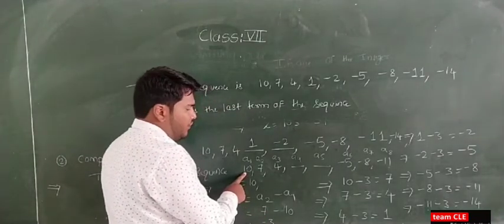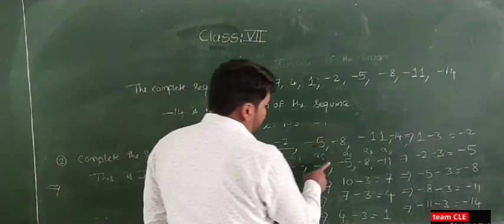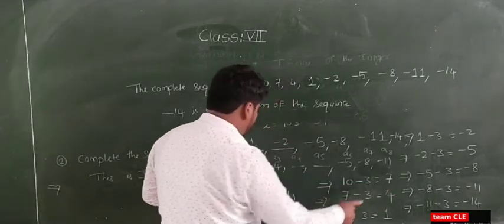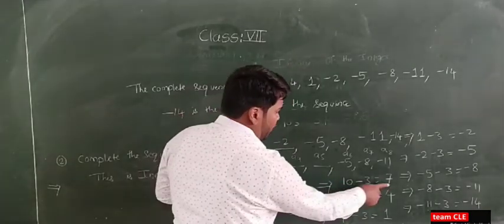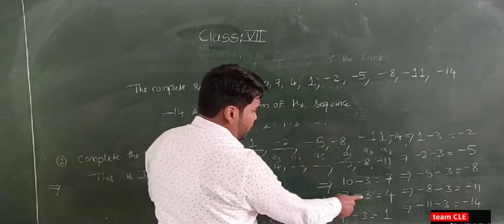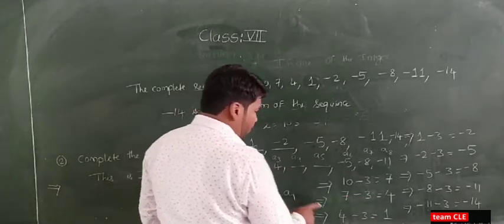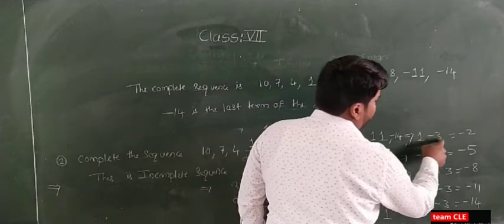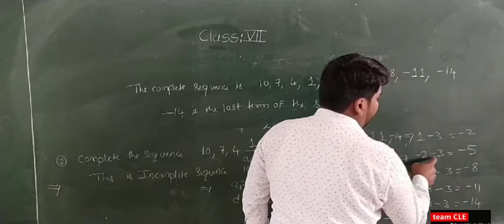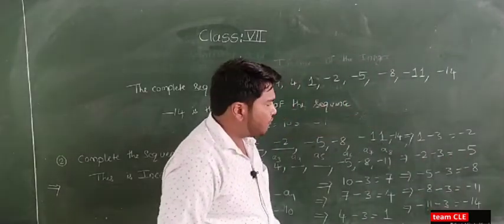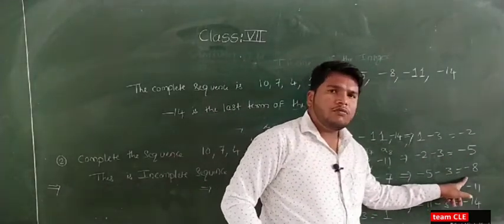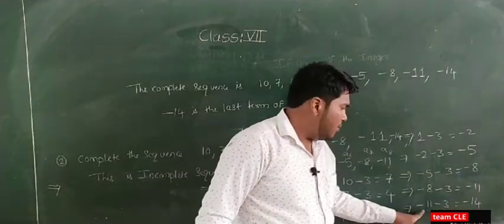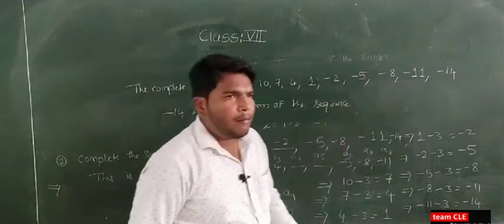Just subtract from the first term, second term, third term, and find these answers. I subtracted 10 minus 3, which is equal to 7. Next, take this 7. 7 minus 3 is equal to 4. Then 4 minus 3 is equal to 1. Again, 1 minus 3 is equal to minus 2. Minus 2 minus 3 is minus 5. Minus 5 minus 3 is minus 8. Minus 8 minus 3 is minus 11. Minus 11 minus 3 is minus 14.